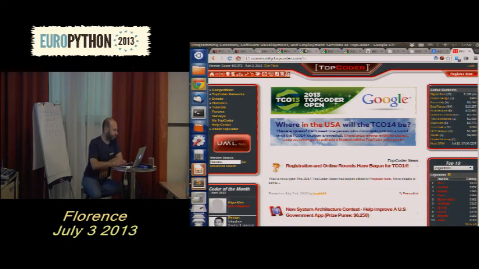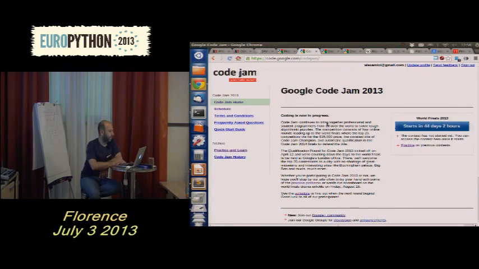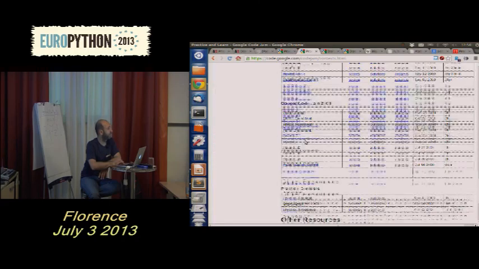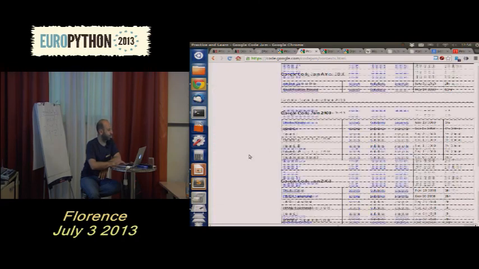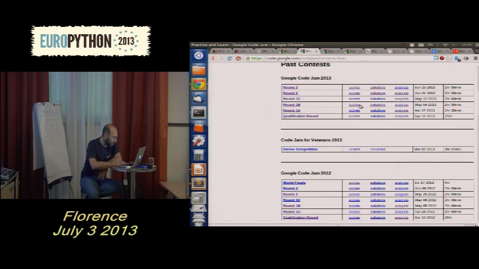I'll show you another very nice problem. By the way, the biggest resource is actually the Google Code Jam site, because they have a lot of practice problems, all of those, and they give you the solutions and the analysis. It's really great.